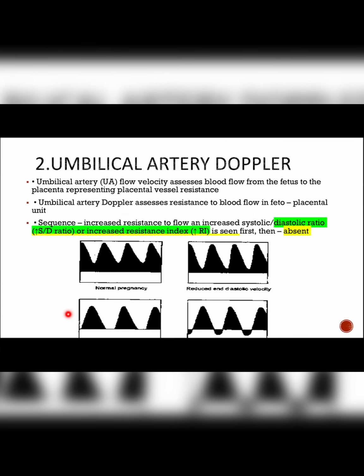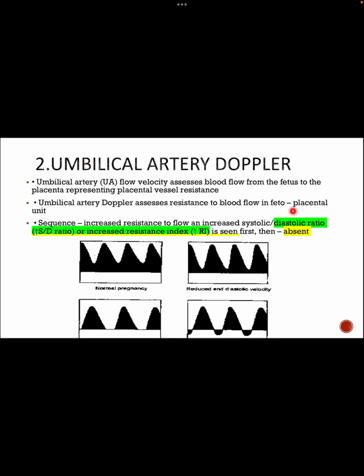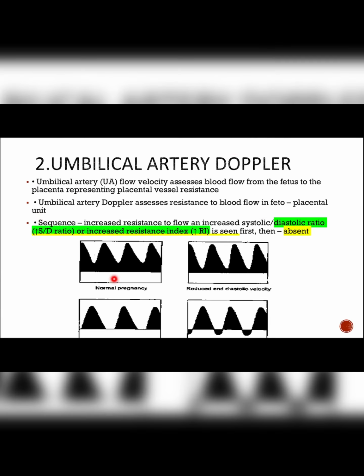Now comes the umbilical artery. The umbilical artery represents the blood flow in the fetoplacental unit. The sequence of increased resistance leads to an increase in the systolic by diastolic ratio. We have learned about various ratios. So there will be increased SD ratio, increased resistive index, there will be initially absent flow, and then it becomes a reversal flow. You can see this is the flow that you see during a normal pregnancy in the umbilical artery. This is the systolic flow, this is the diastolic flow.